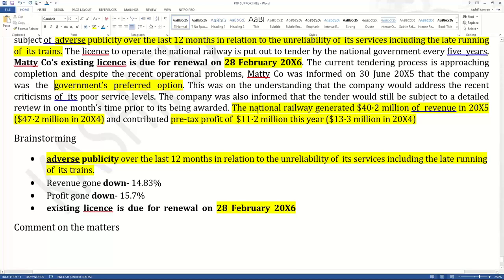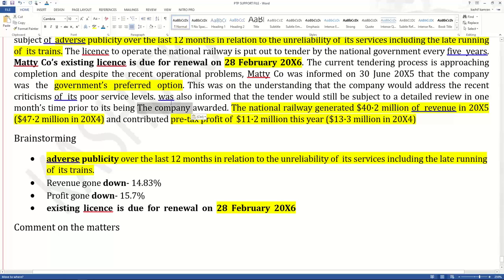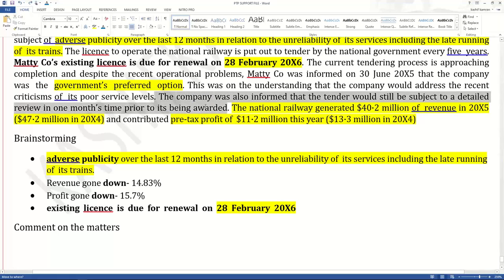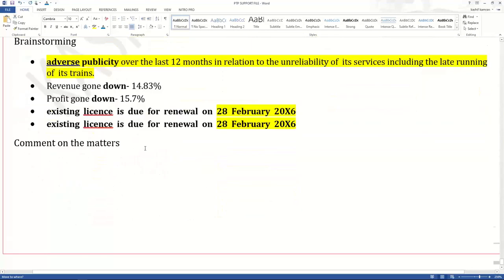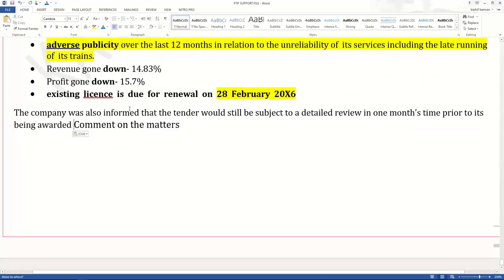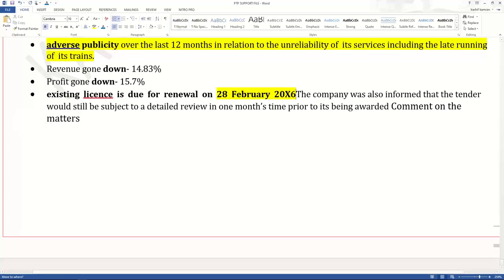So is there an issue coming here? The company was informed that the tender will still be subjected to a detailed review in 1 month time. So will the government review METI in 1 month time, then decide whether to give them the license or not? So does that mean in 1 month time, the government will review your performance? Have you taken some actions to improve your service level? And if the government fails to identify that the service levels have improved, will the government reward you the license?